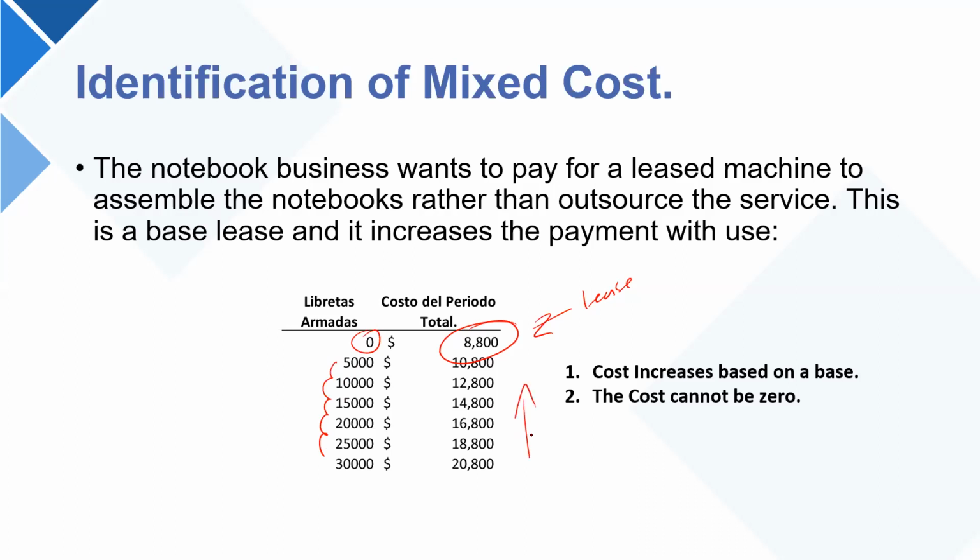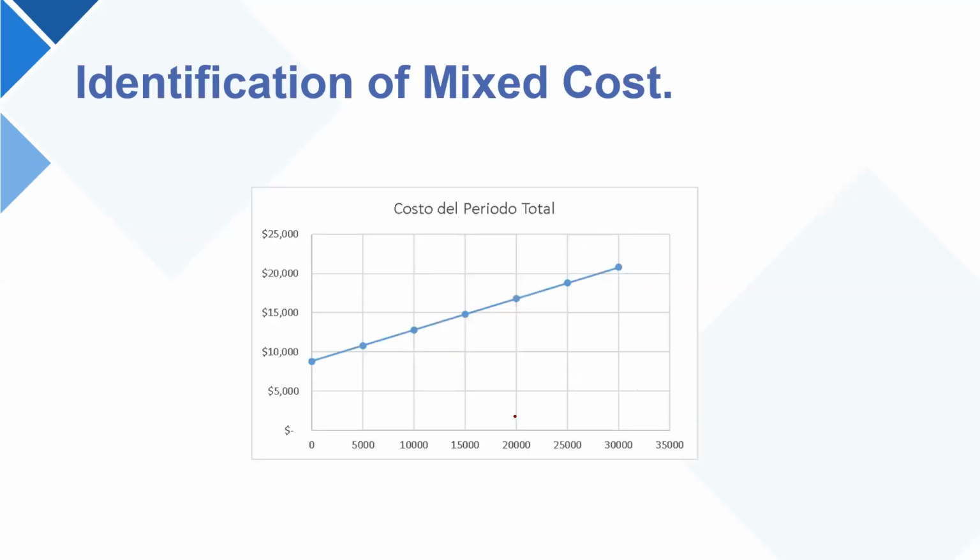If we see it in a graph, it will just look like this. The more you produce, the more it's going to cost you. So it kind of looks like a variable cost, but look, it doesn't start at zero, like a variable cost does. It's driven by both a fixed cost, because it starts here all the time, and a variable cost, because it will increase with production.